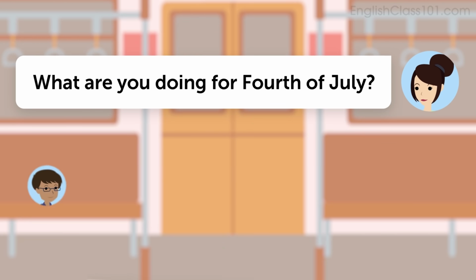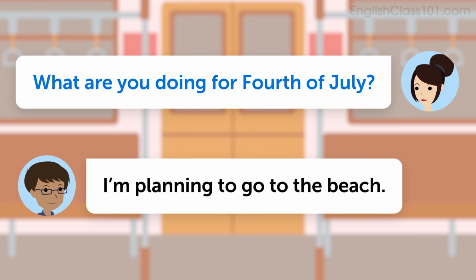Listen to the dialogue. What are you doing for 4th of July? I'm planning to go to the beach. Listen to it again. What are you doing for 4th of July? I'm planning to go to the beach. First of all, you'll need to learn how to say, "What are you doing for the 4th of July?" That's, what are you doing for 4th of July?